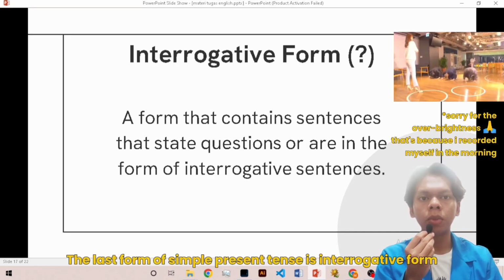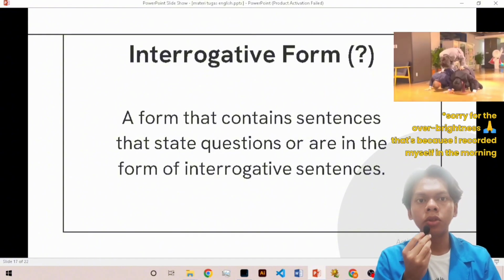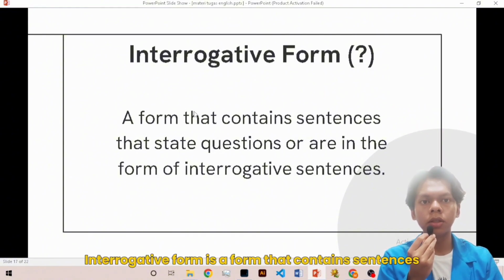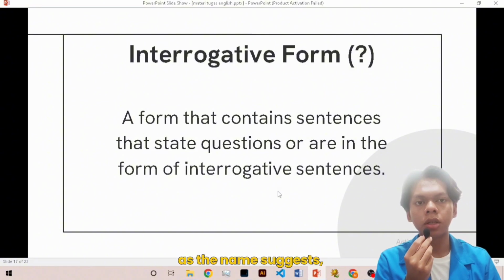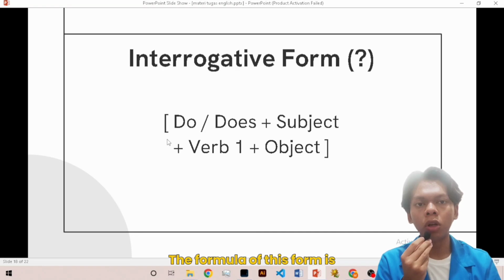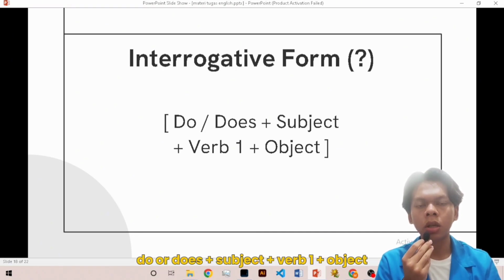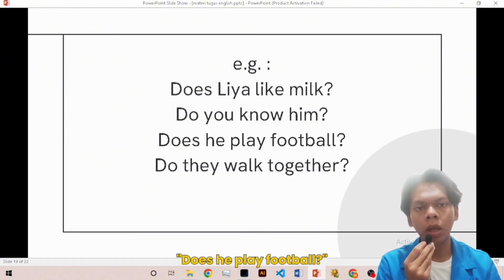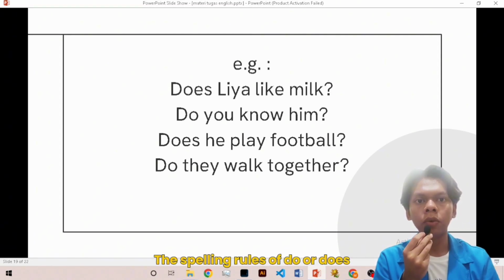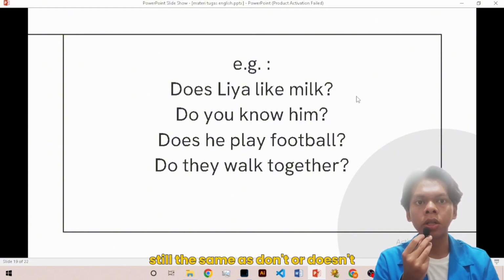The last form of simple present tense is interrogative form. Interrogative form is a form that contains sentences that state questions or are in the form of interrogative sentence. As the name suggests, you can use this form when asking something. The formula of this form is do or does plus subject plus verb 1 plus object. For example, does Leah like milk? Do you know him? Does he play football? Do they work together? The spelling rules of do or does are still the same as don't or doesn't, based on the subject.